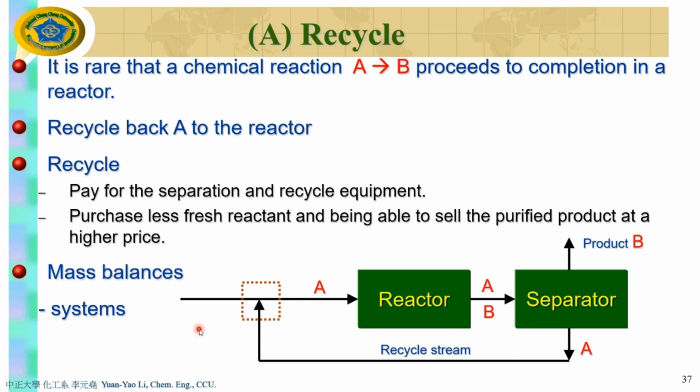So how many inputs and how many outputs? There are two inputs, one output. Okay, and then what's another single unit system? The reactor, one input, one output. And the third one is the separator. So how many inputs and how many outputs? One input and two outputs, right? Okay, so we have three single unit systems.